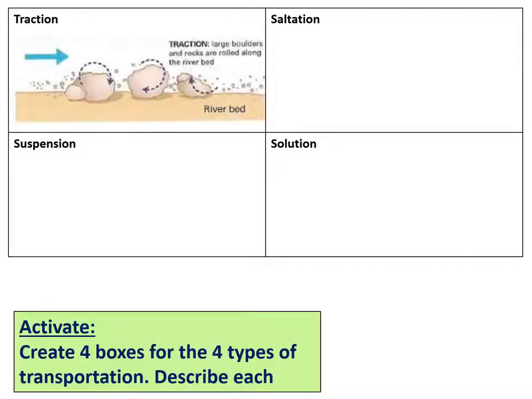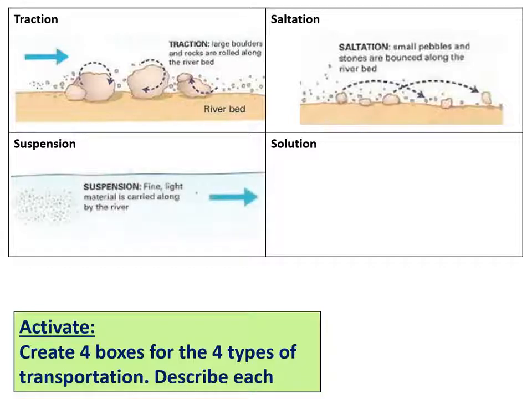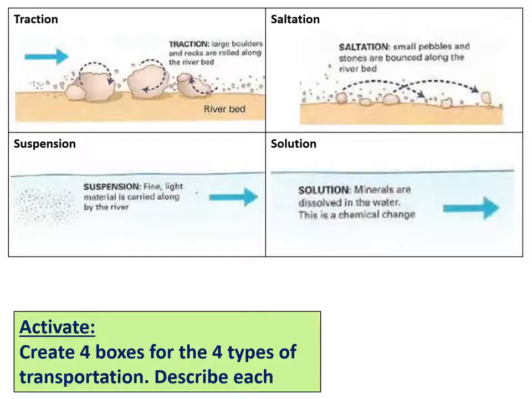So here's what you could have put for traction. Large boulders and rocks are rolled or dragged along the riverbed. Saltation was when pebbles bounce or skip along the riverbed. Suspension is when light material or light sediment is carried along by the river. And this is the important bit, solution is when minerals are dissolved or sediment is dissolved in the water, and it gets carried in the current, carried in the river.